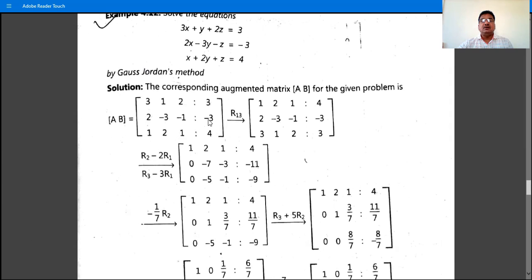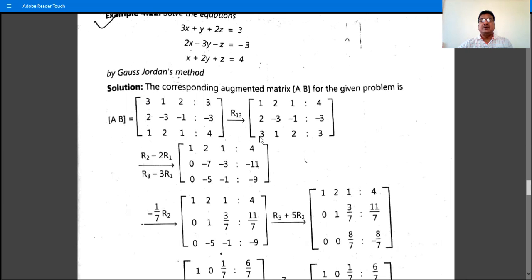So we replace this 3 by 1. So interchange the first row and third row. So we have 1 at this place. Then reduce this 2 and 3 to 0.